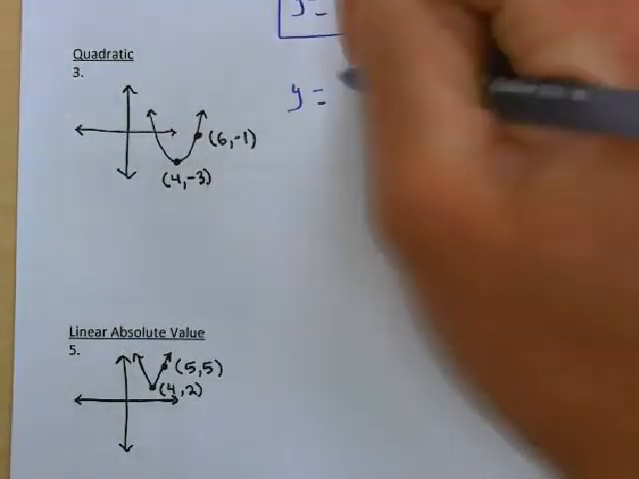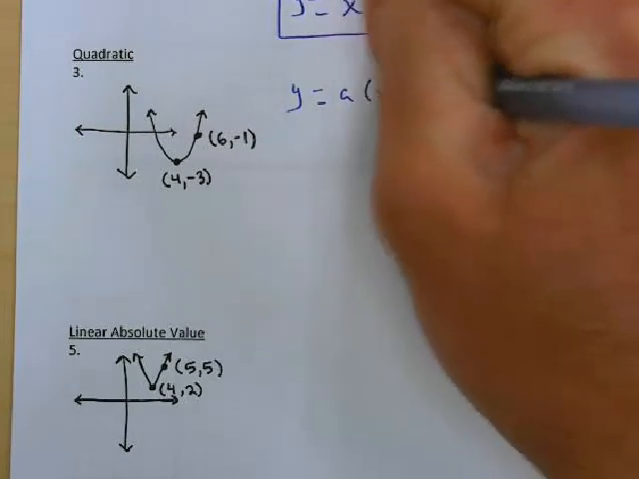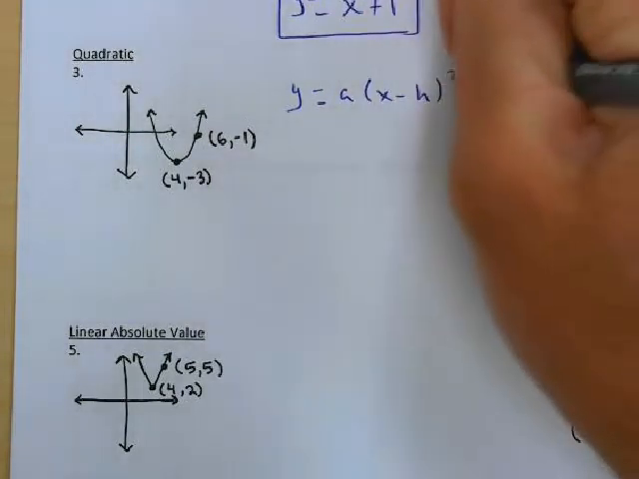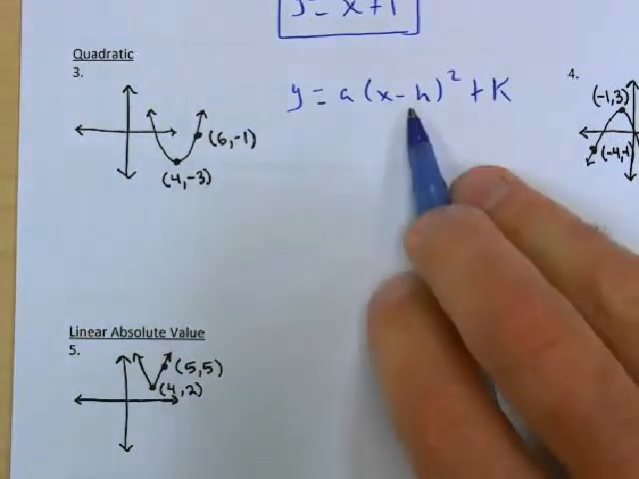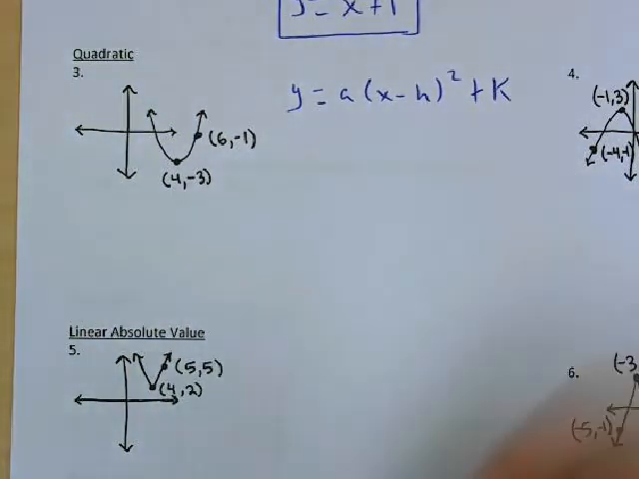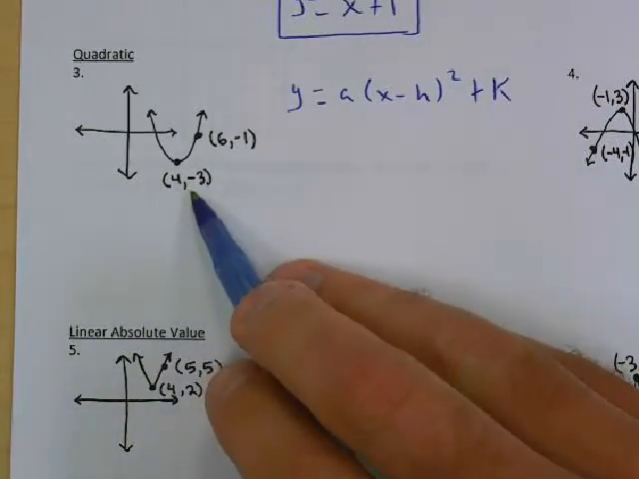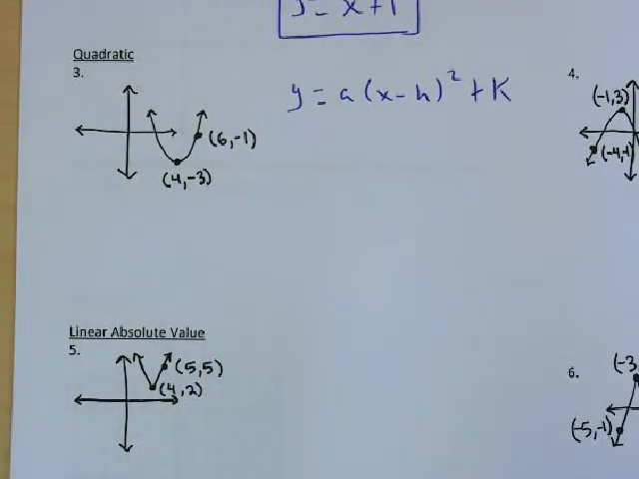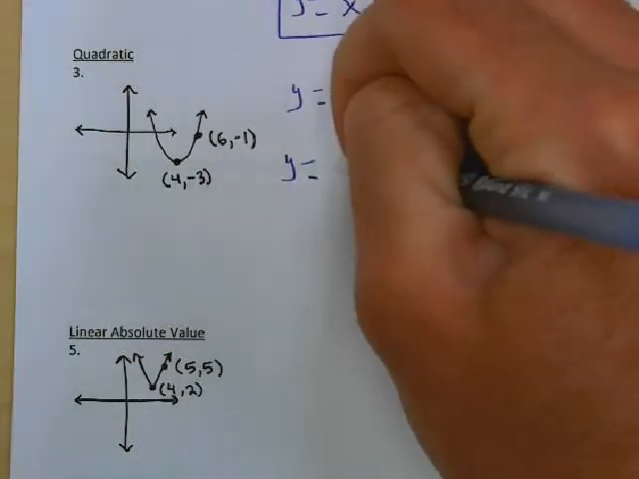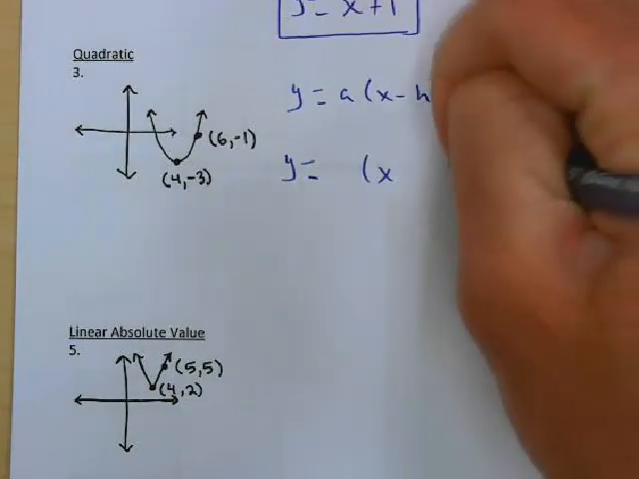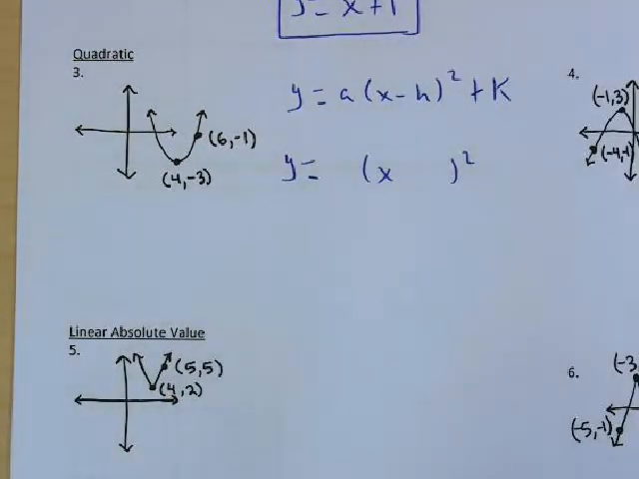y equals some a value times x minus h squared plus k, which we've got to remember, h and k dictate our shift. In other words, that tells us where our vertex is going to be. Since we know our vertex is at 4, negative 3, that's giving us our values for h and k. In other words, we know it's going to be y equals some a value times x, something with x in it, squared, and then plus or minus some other number.